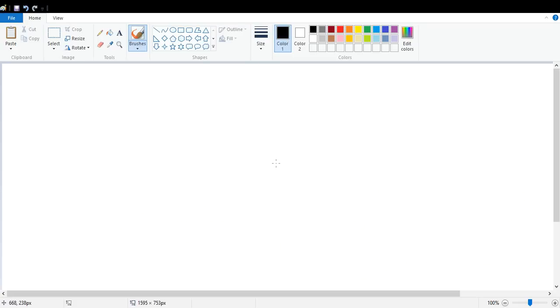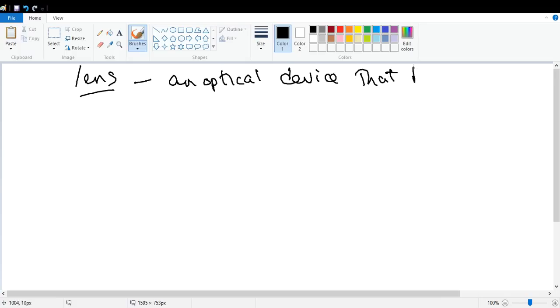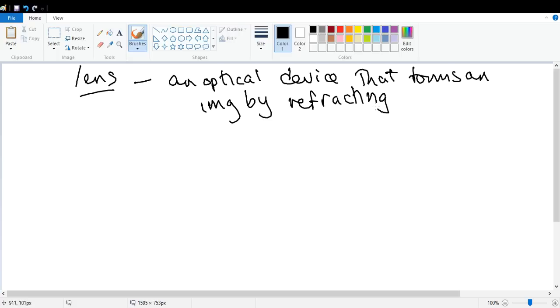Okay, now we're going to be talking about lenses. So a lens, you can imagine that if a mirror is an optical device that forms an image by reflecting light, then a lens is an optical device that forms an image by refracting light, not reflecting it. So there are two types of lenses. One is a converging lens.